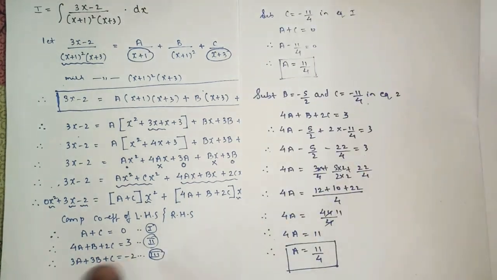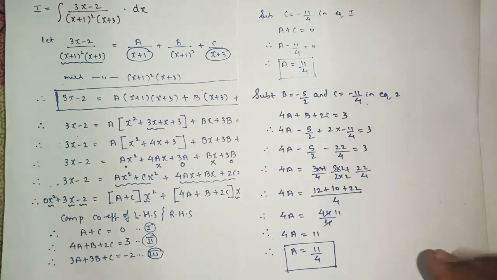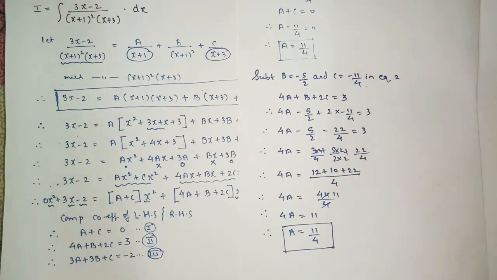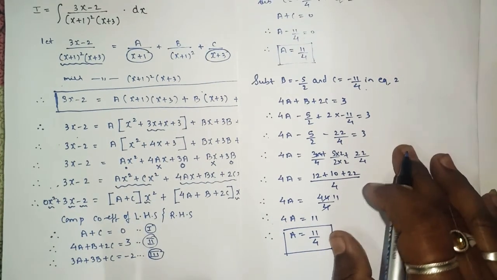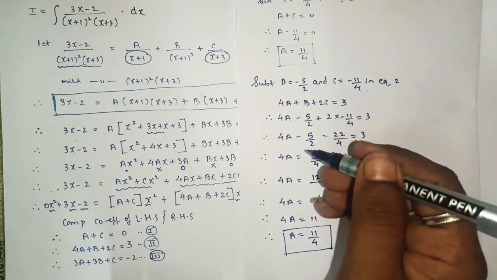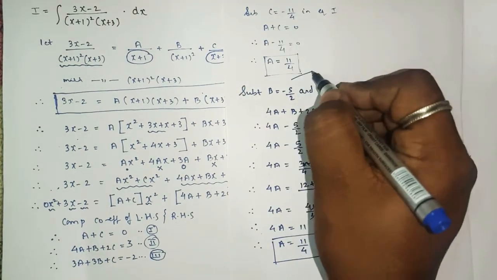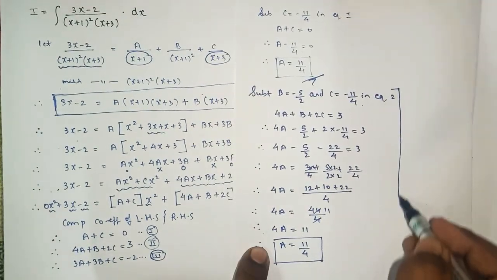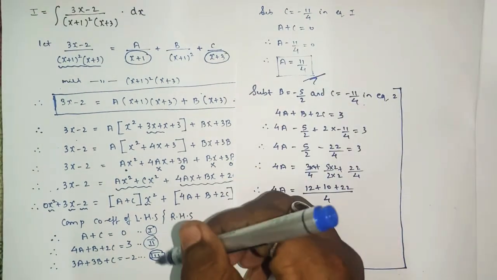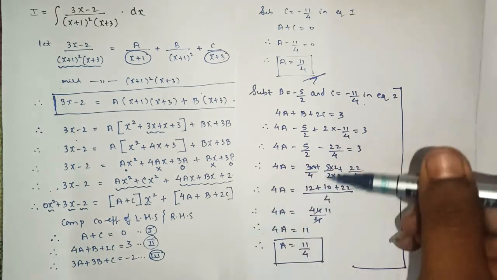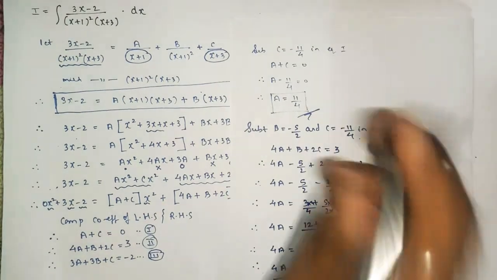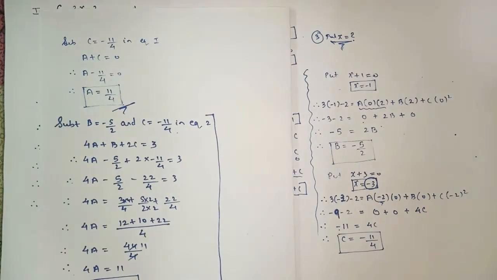If you are substituting the value in equation number 2 and 3, it will take time, as after 4-5 steps you will get the value of a. So no need of substituting the value in all the equations. You can consider any one of the equations, substitute the value, and you will get the answer. You don't have to show this part in the exam. Here we got the answer of A as 11 by 4, B as minus 5 by 2, and C as minus 11 by 4.